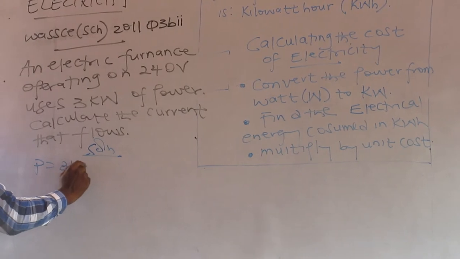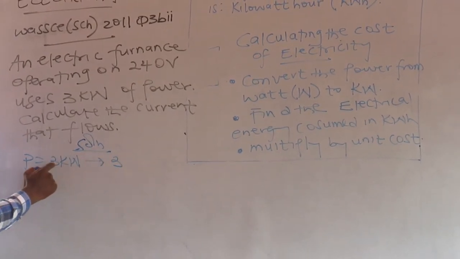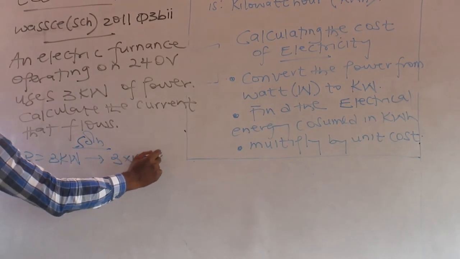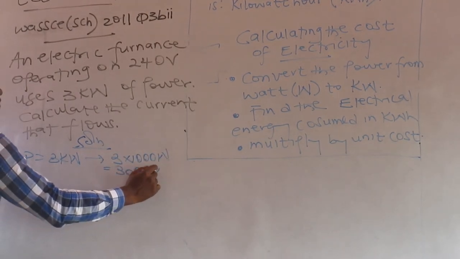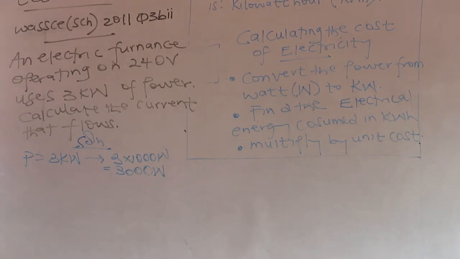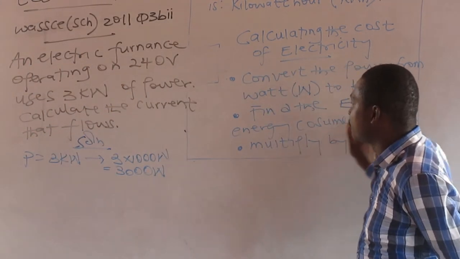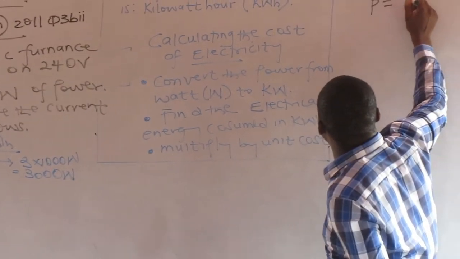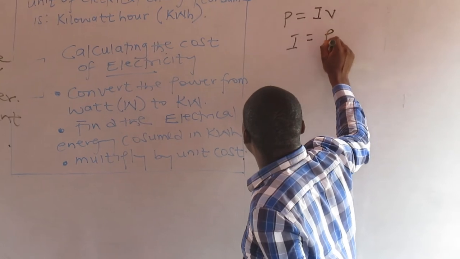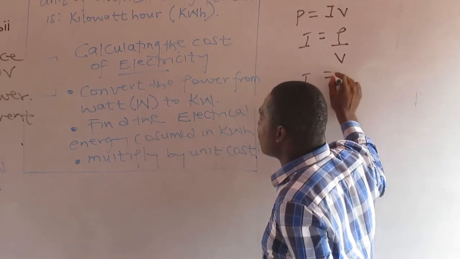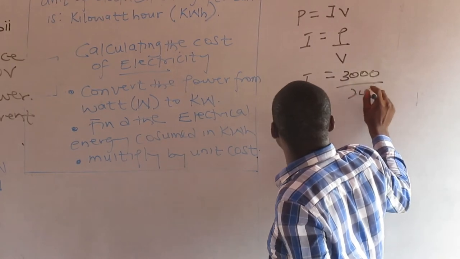Solution. The power is 3 kilowatts. You change it, right? Kilo is 1,000, so you end up getting 3,000 watts. Are you okay now? Good. If you work with 3 kW, you see the answer in your options, but it is wrong. You only leave your power in kW when you are calculating electrical energy consumed. If it's not, always change the power to watts. Good. I will have to find my current. So power equals IV, so current is power over voltage. Now the power is 3000, the voltage is 240. Answer?